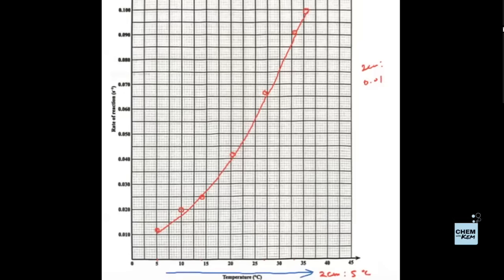All right, so all we need to do for that part in the next section, as the temperature increases, the rate of reaction between sodium thiosulfate and hydrochloric acid increases.